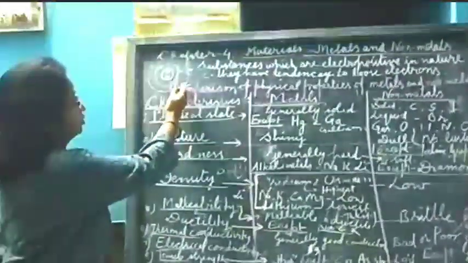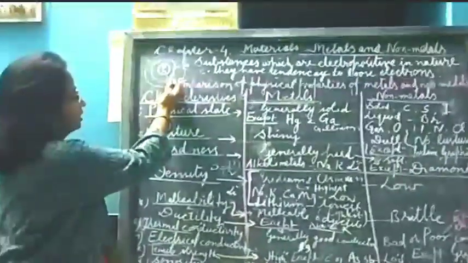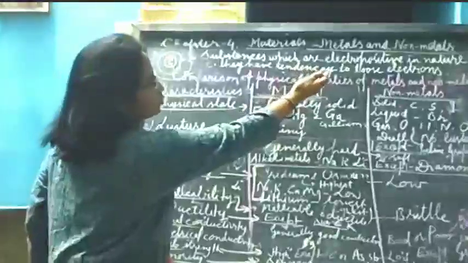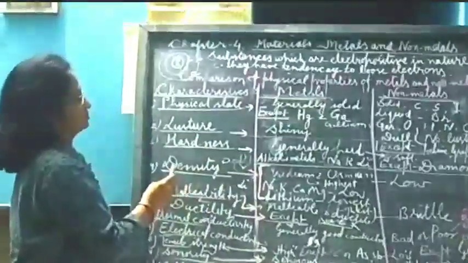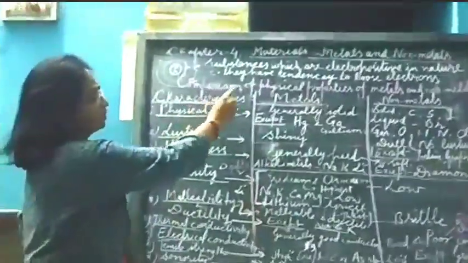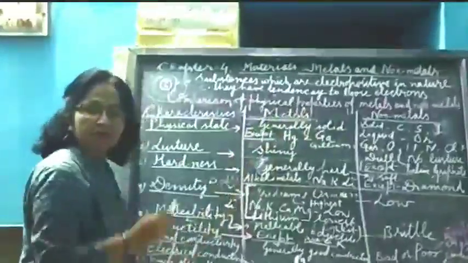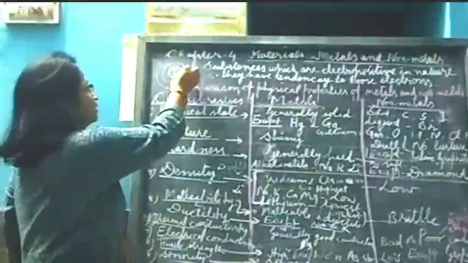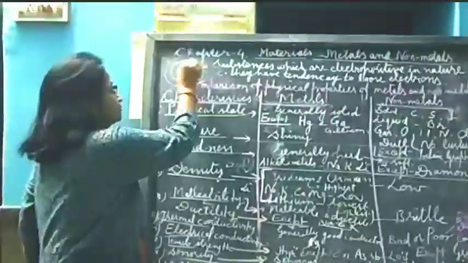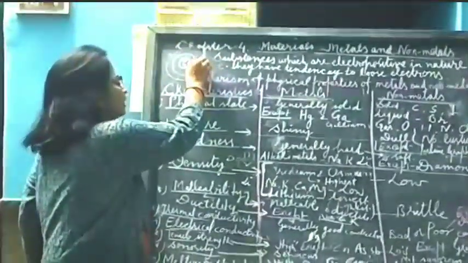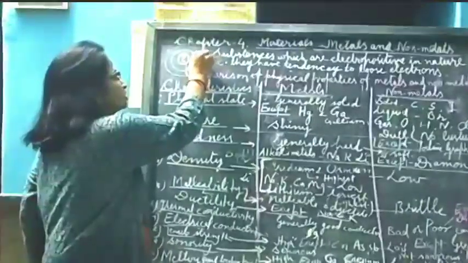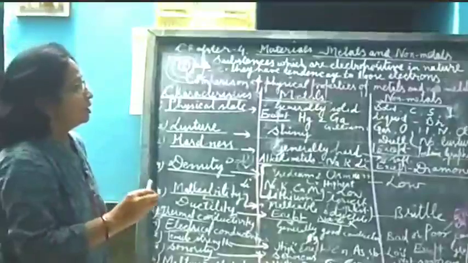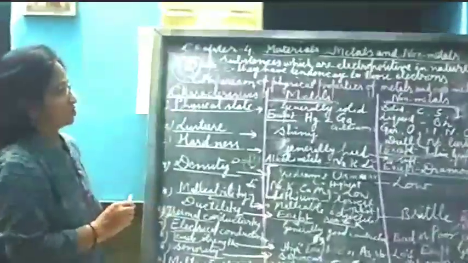So the definition of metal: substances which are electropositive in nature, meaning they have a tendency to lose electrons. When they make any substance or molecule, they will lose their electrons and gain a positive charge.